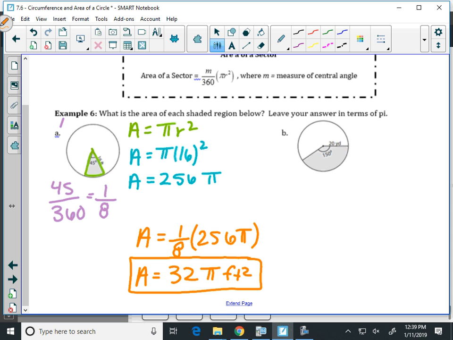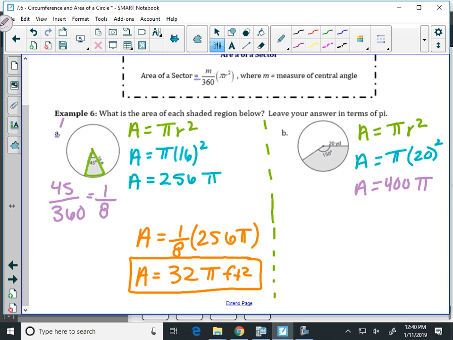Same thing with B. We want to find the area of this shaded region, so we have to find the area of the entire circle. Area again is equal to pi r squared. What's the radius of the circle? What are we plugging in for r? 20. Okay, clean it up. What's 20 squared? 40. Or 40, not 40, 400. So the area of the entire circle is 400 pi.